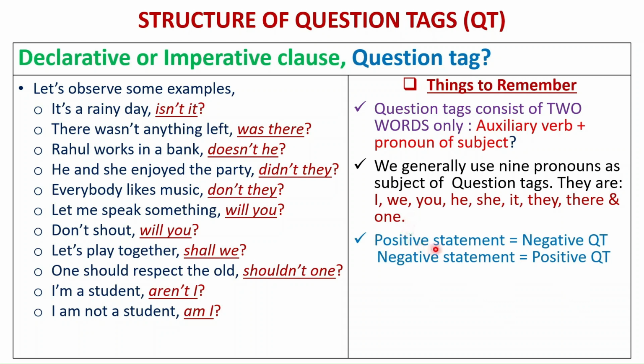Another one is positive statement takes negative question tag and negative statement takes positive question tag. Look here, it is a rainy day. The statement is positive, therefore we have to make use of negative question tag. Similarly, in the second sentence, there wasn't anything left. This statement is negative because there is use of not here. Therefore, we have to use positive question tag, was there? Okay. Rahul works in a bank, doesn't he? The statement is positive, therefore the question tag is negative.